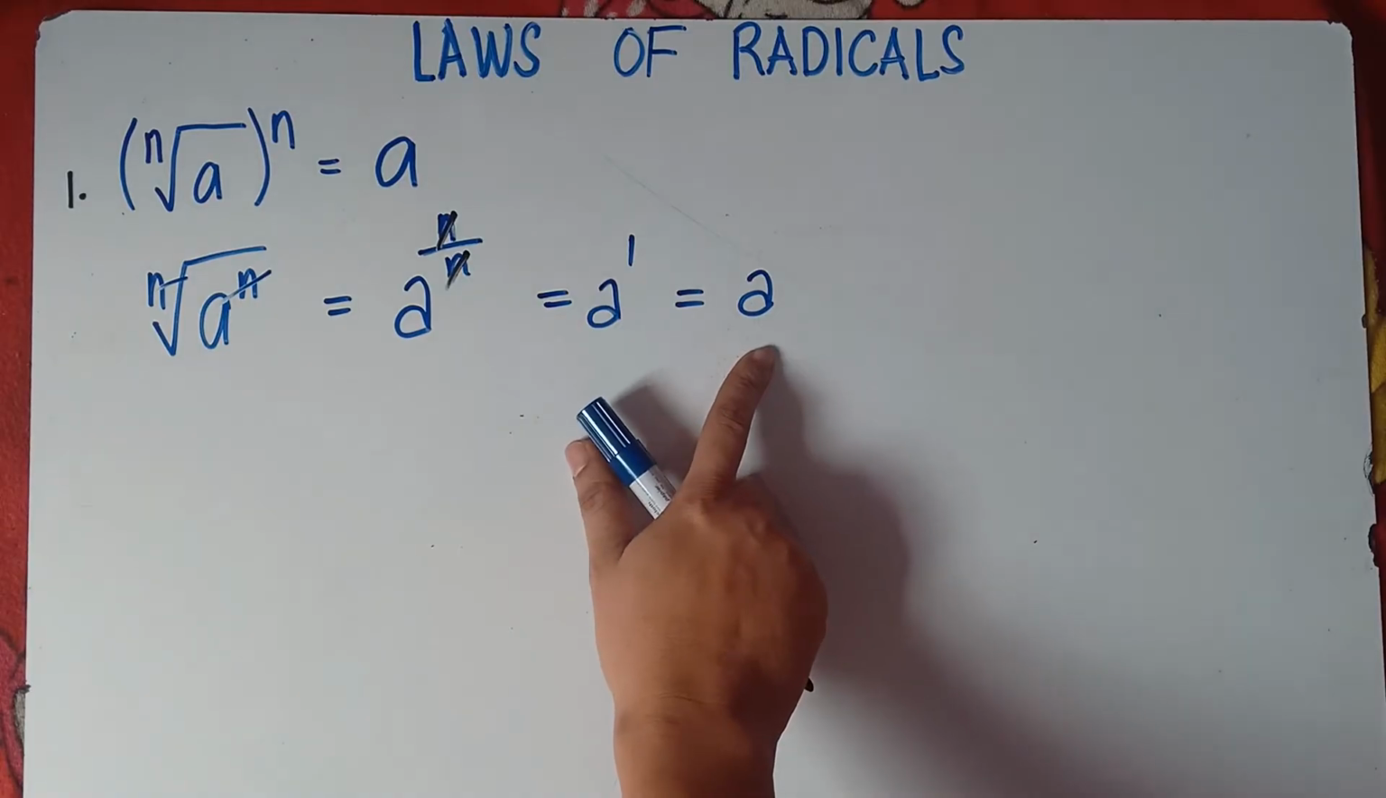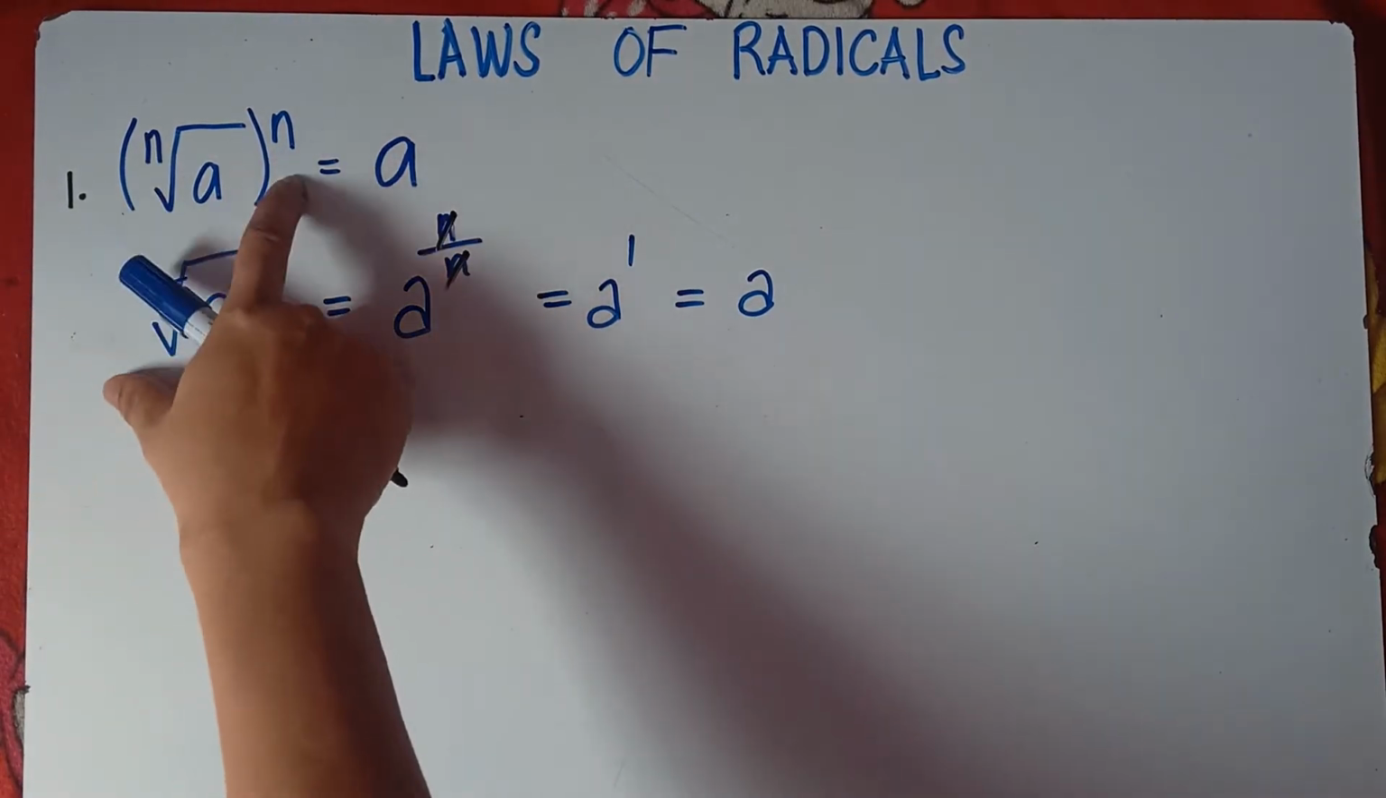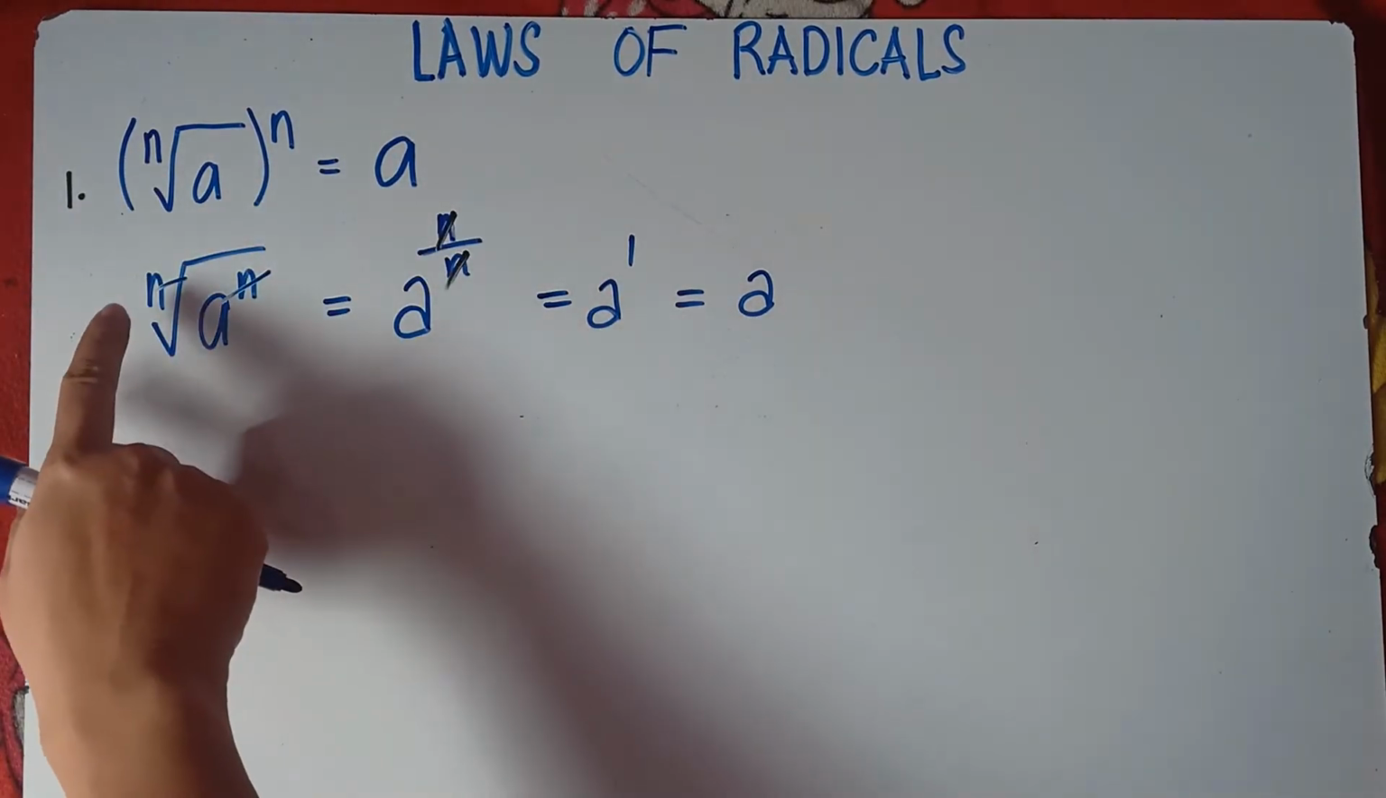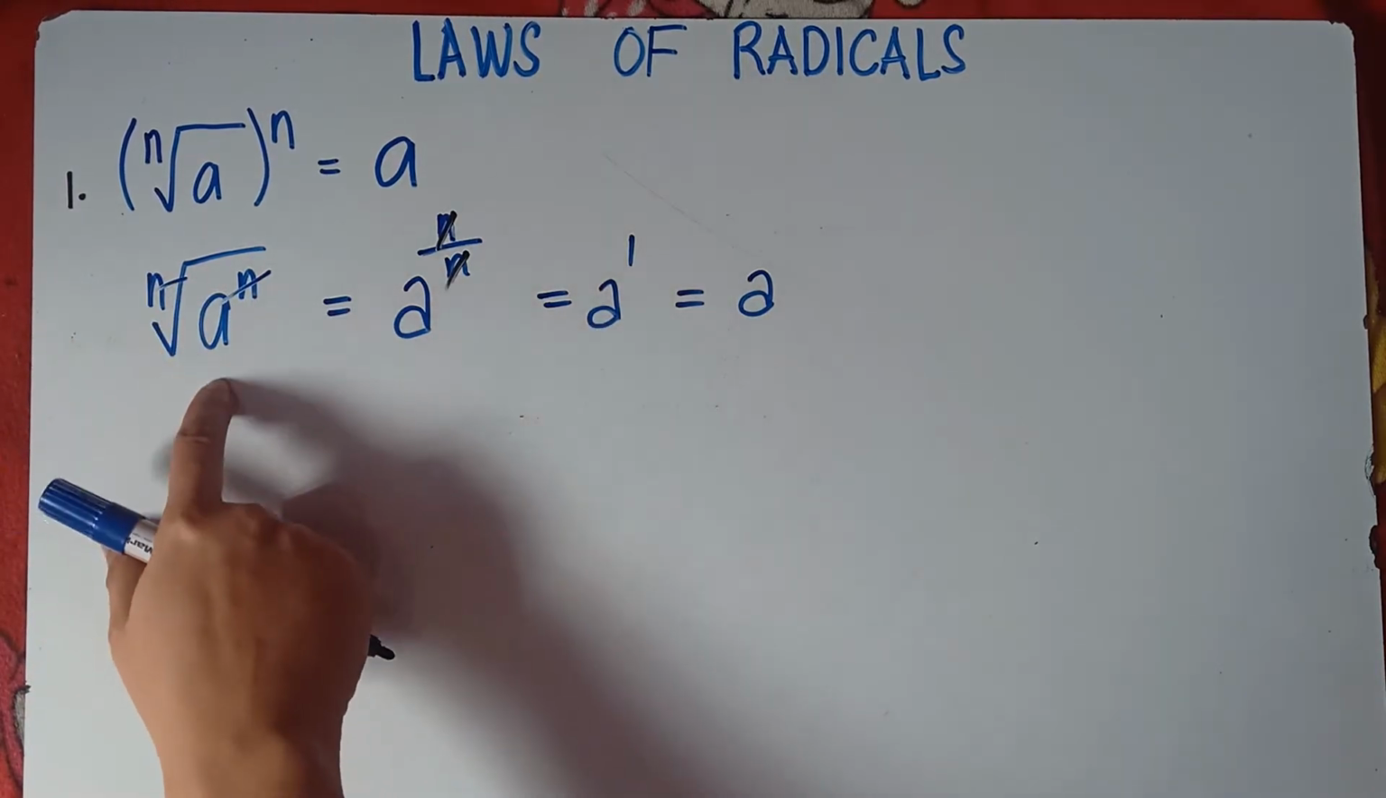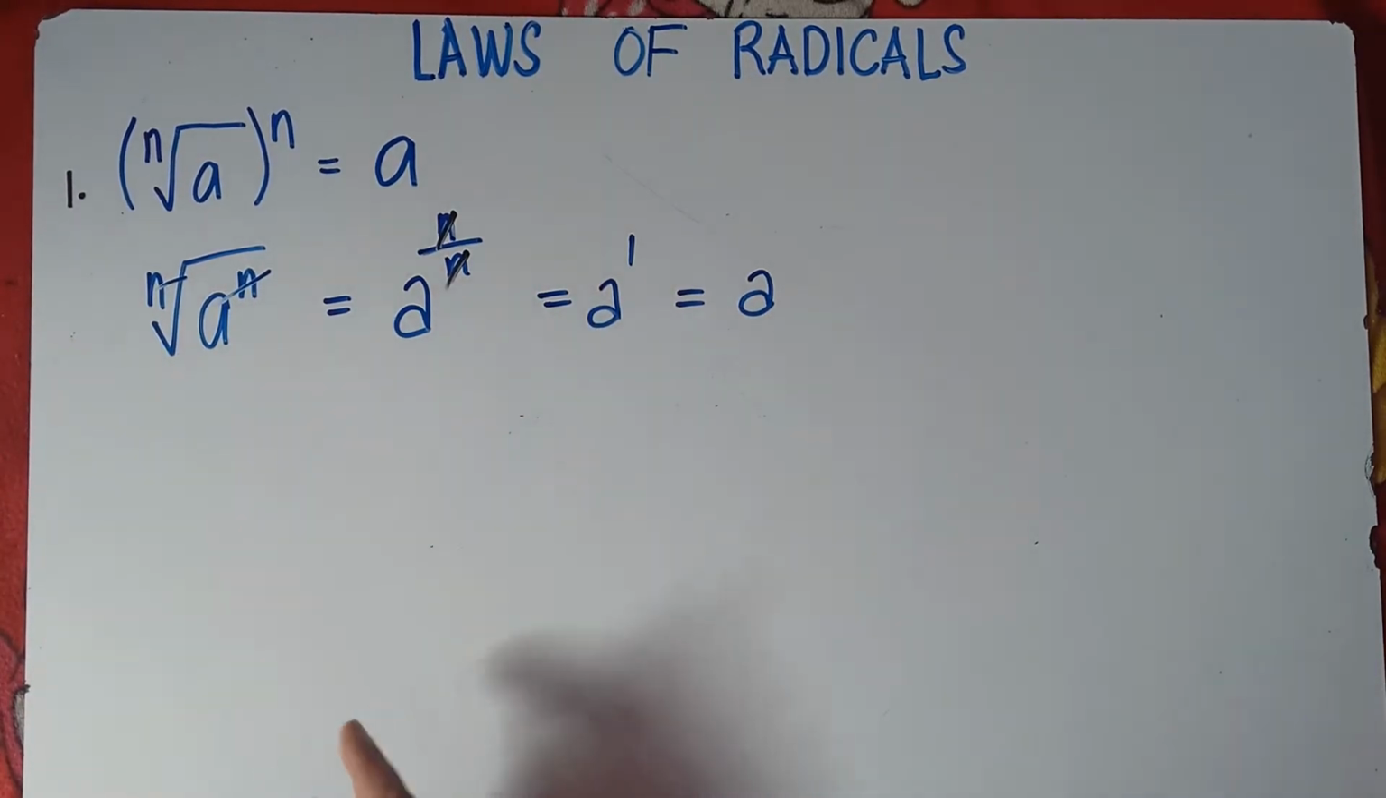I hope you get this one class. If the index and the exponent are the same, you can just simply cancel the index and the exponent, and you copy the number or the equation inside the radical symbol. And the answer is A.